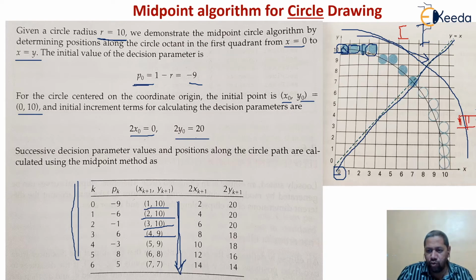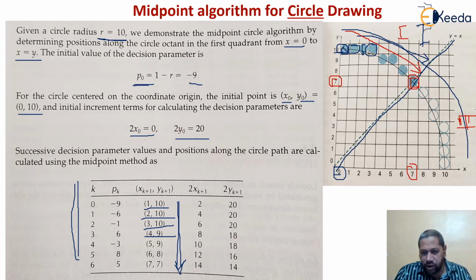So I am reaching only to the one octant. How many pixels are calculated? I calculated the pixels only up to this. And what is my last pixel which is activated? My last activated pixel has the value 7. You can find it here: the X value is 7 and the Y value is also 7.